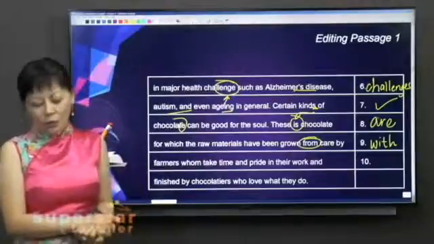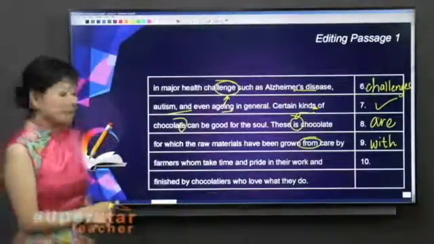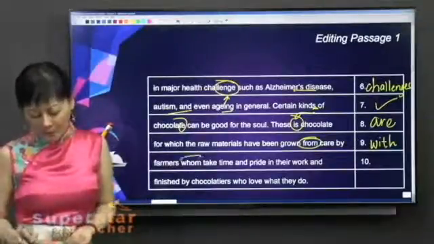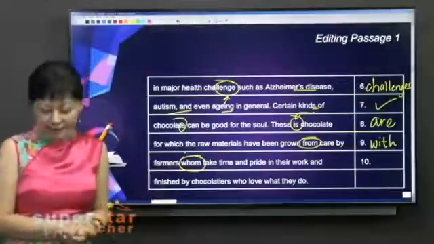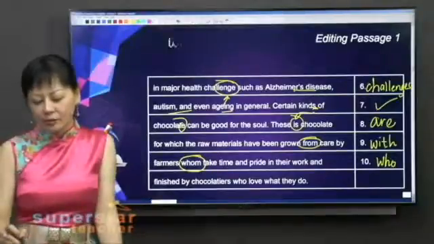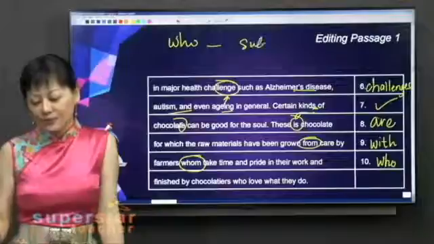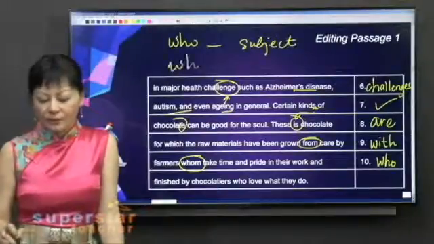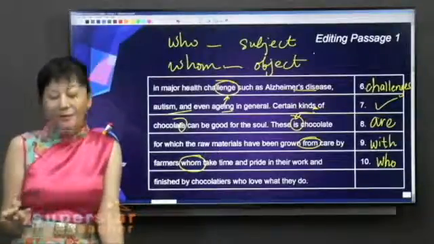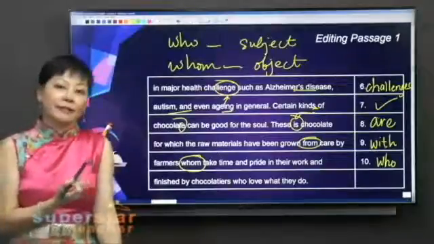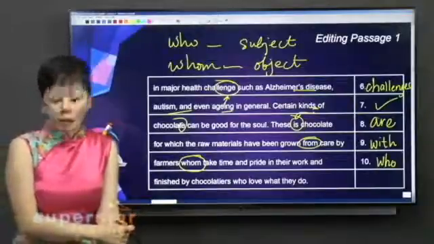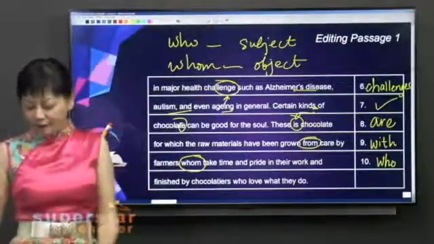By farmers whom take time and pride in their work, and line 10, alright, the error lies in the word whom. Okay, not whom in this case, but who. Now, what's the difference? Now, who is normally used as the subject form, okay, and whom as the object. Now, in this case, the farmer is the subject of this sentence. The farmers who take time and pride. So it's a direct reference to the farmers. So they become the subject, so we need the who as opposed to a whom. All right? And finish by chocolatiers who love.